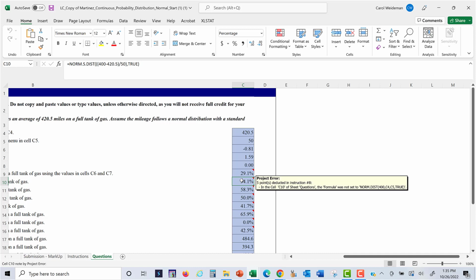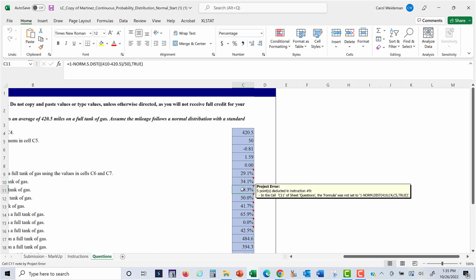Again, you're putting in numbers instead of pointing to cells, so that's why you're getting marked wrong. But again, you can click on each cell here, the formula you put in will show in the formula window up there, and then the project error will show you what the error was. You can go back and correct it before you make your second submission. And I think these were the only cells that had mistakes on this one.